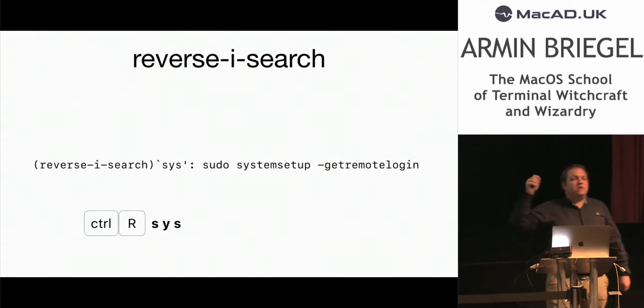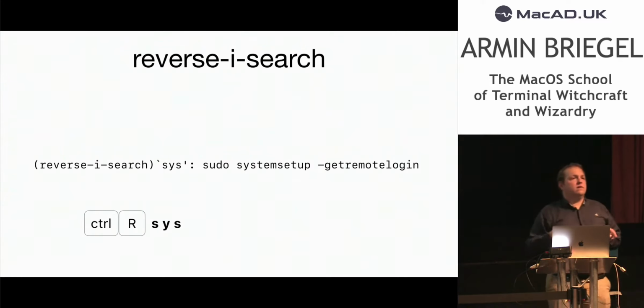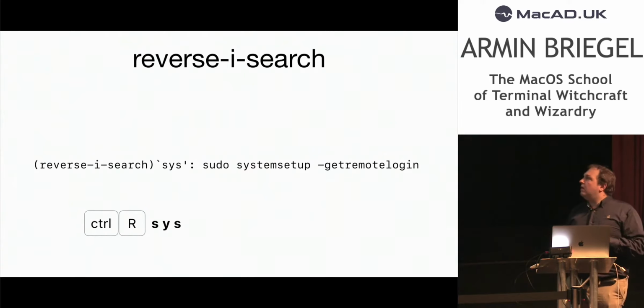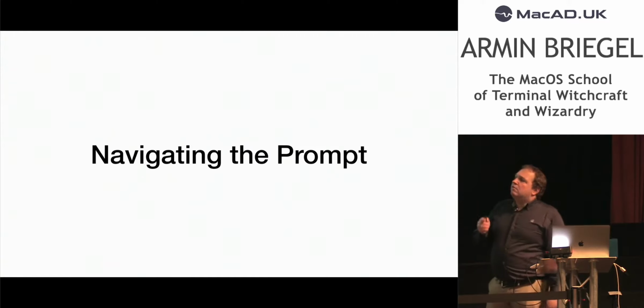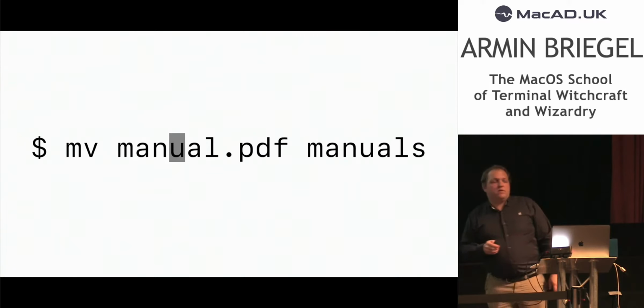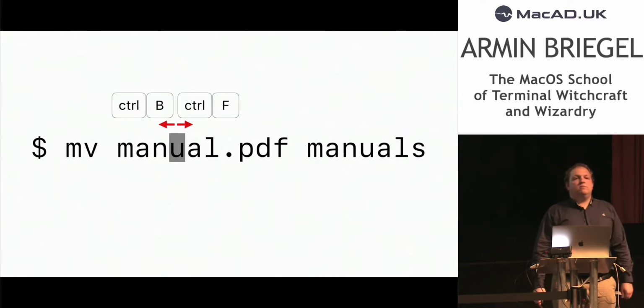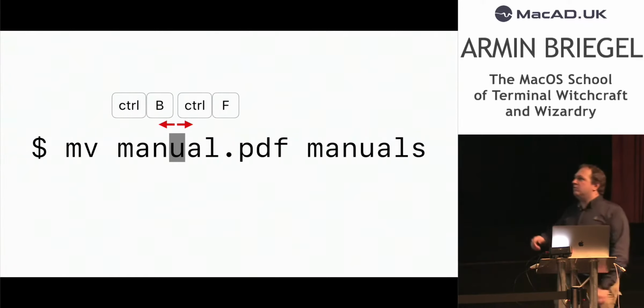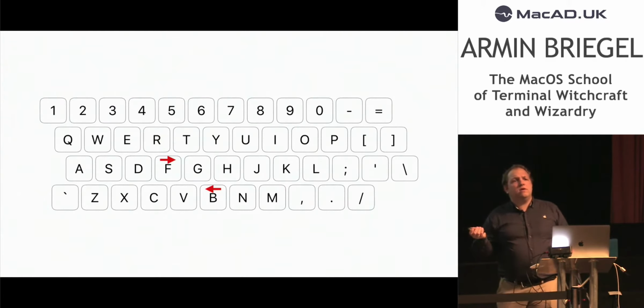You can then hit return to execute it, or you can hit the left arrow and start modifying it before you execute it. Then, yeah, just the return key. So left arrow is navigating within the prompt. Obviously, to move left, we use Control B, and to move right, we can use Control F, which makes perfect sense if you look at it on the keyboard.